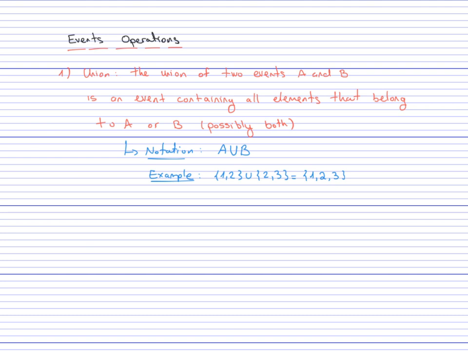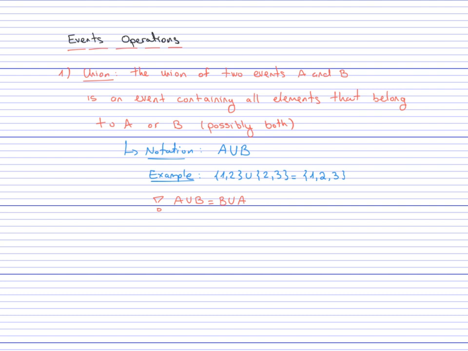Please remember that you don't need to write 2 twice. We said that we don't need to repeat the same element more than one time. Please notice also that in general, A union B equals B union A. Many times, instead of saying union, we just say A or B. A or B is exactly the same as B or A. Great. Now let's use the Venn diagram to try to visualize the union operation.